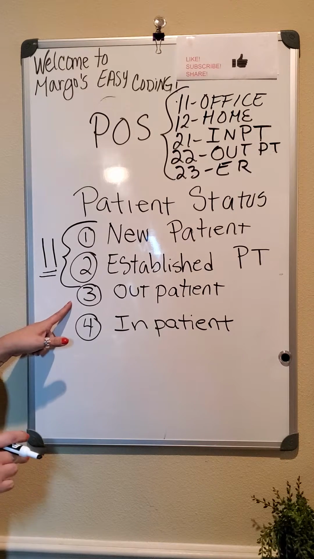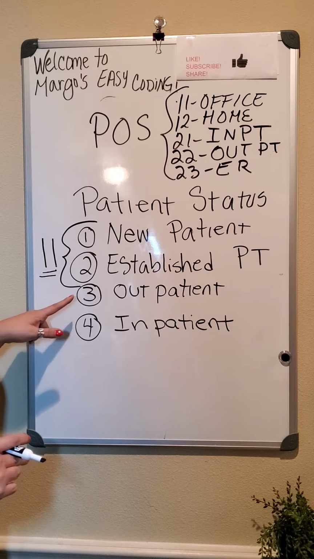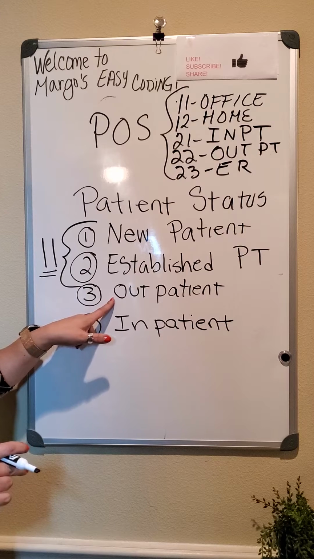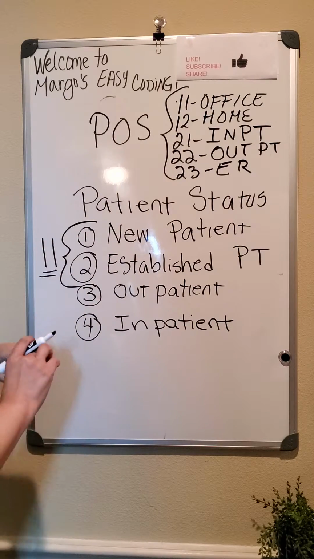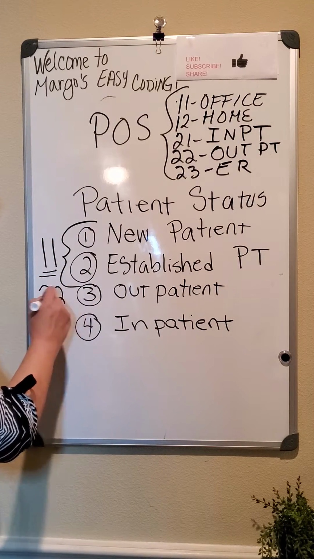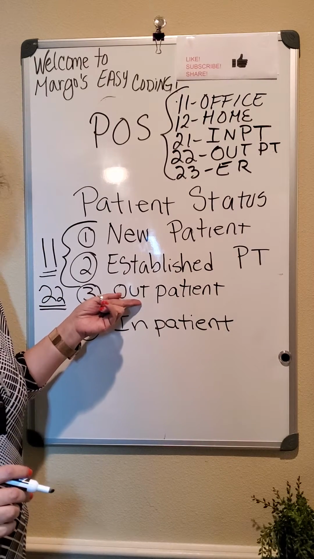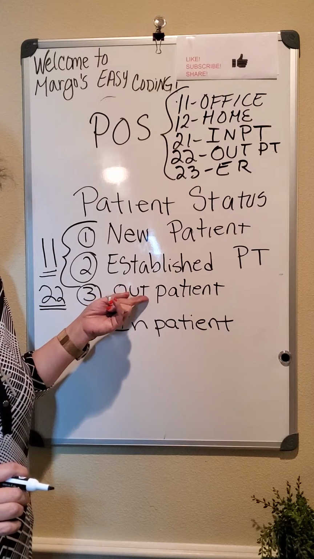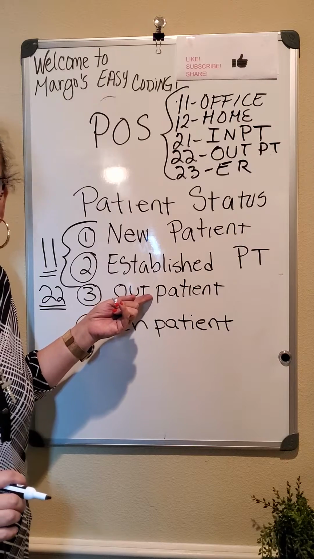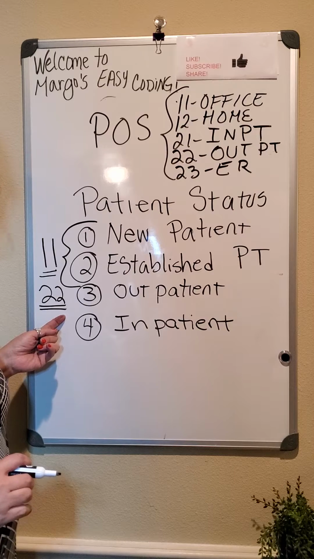Our third patient status is outpatient. Our outpatient place of service is always 22. A patient was seen in the hospital for an outpatient procedure. The patient status is outpatient. The place of service is outpatient, 22.